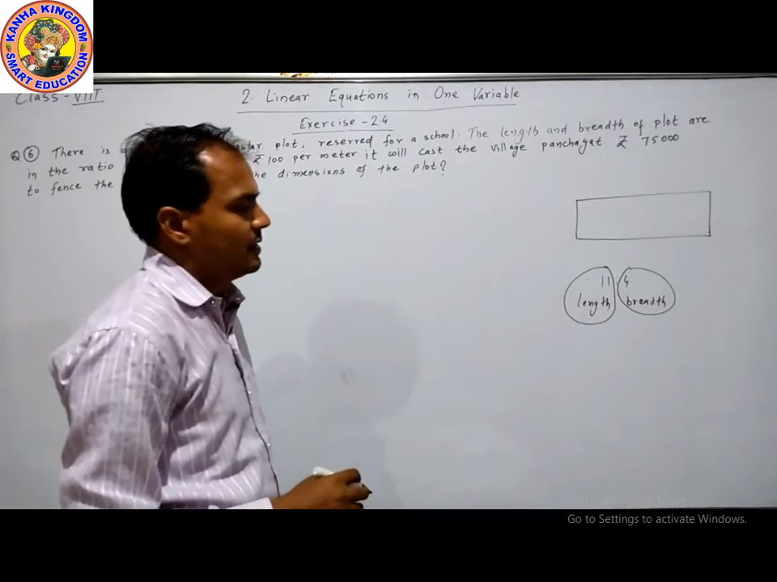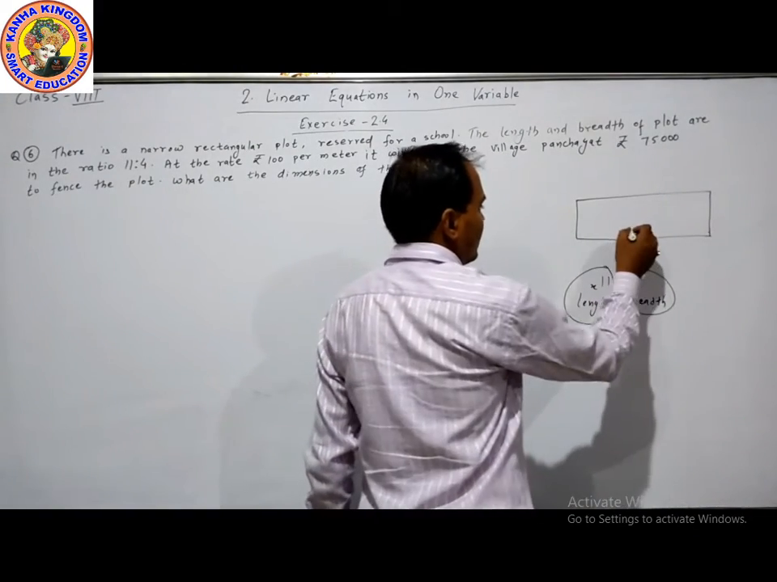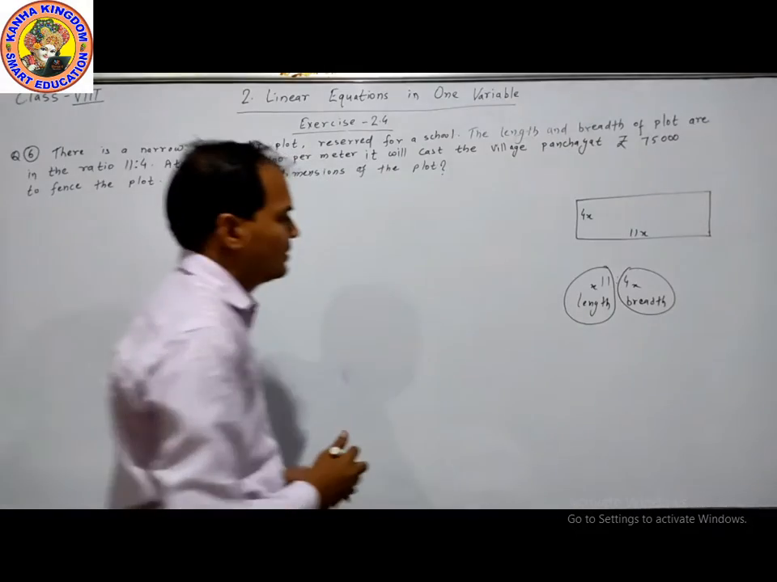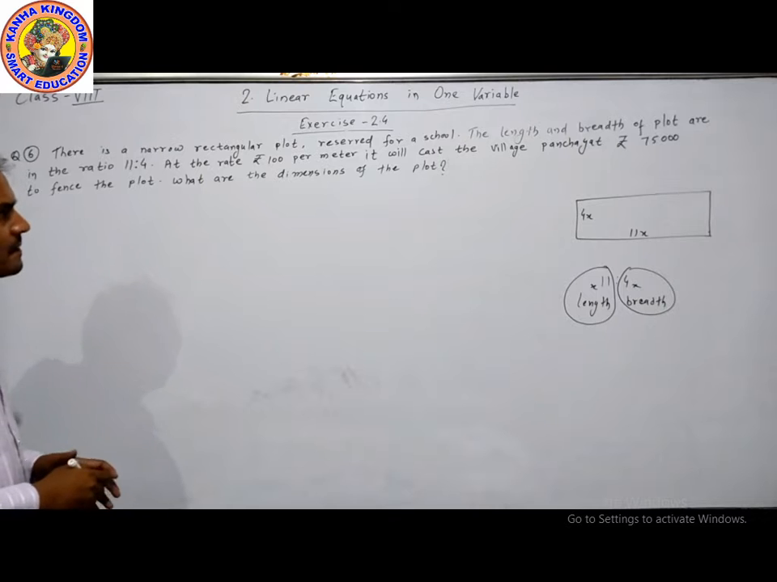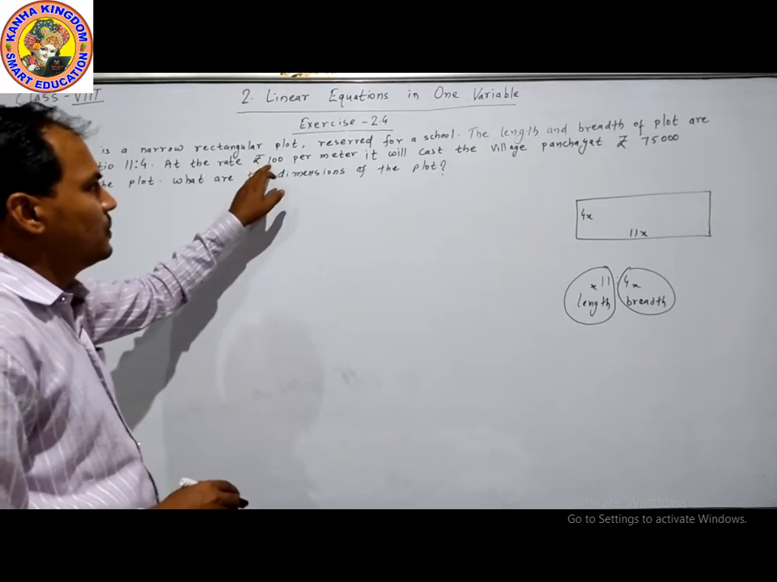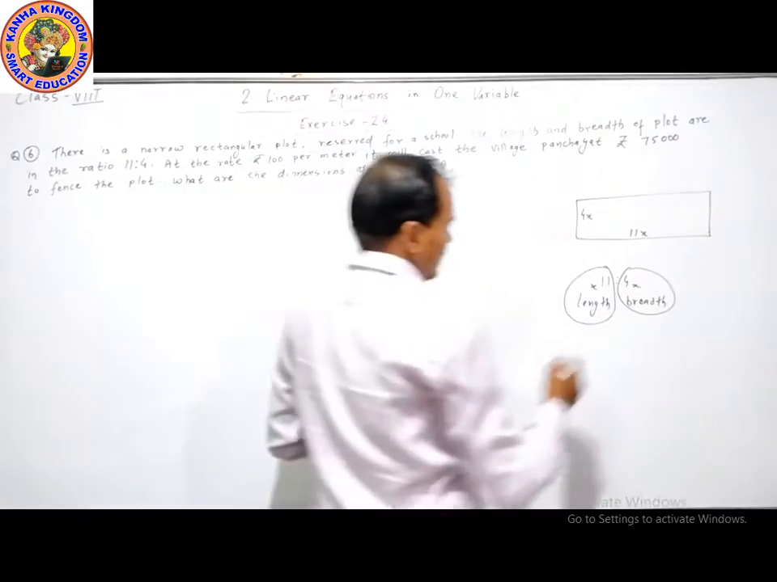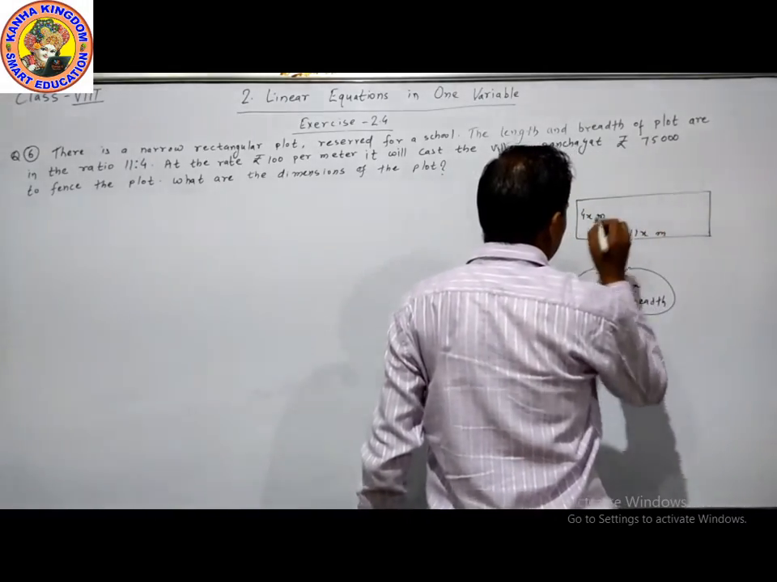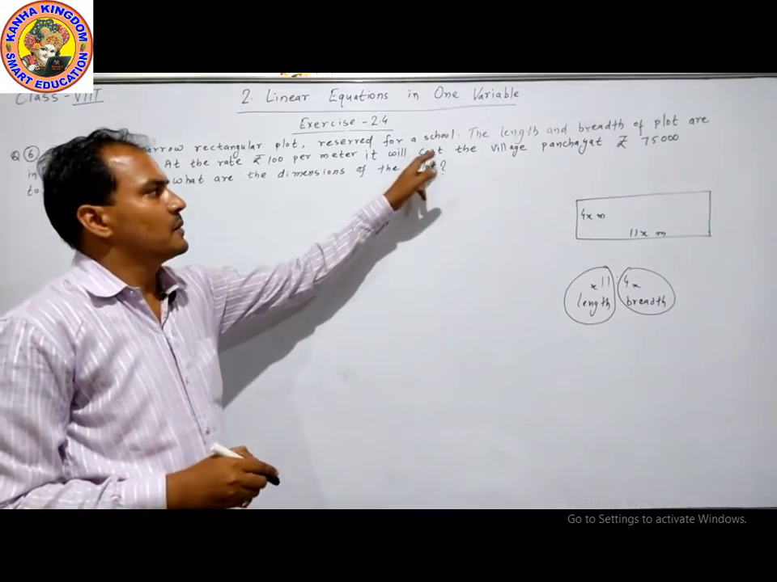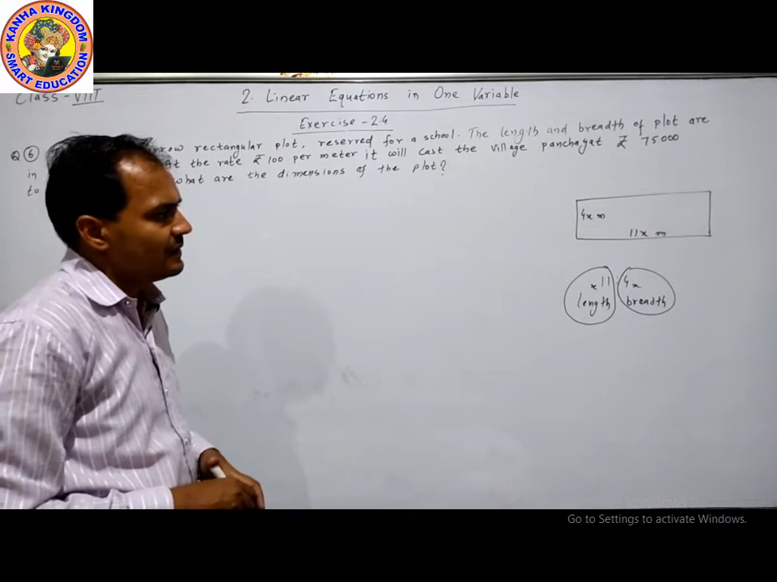When we are attempting a ratio question, we put x: 11x and 4x. Length is 11x, width is 4x. At the rate of rupees 100 per meter, with length and width in meters, it will cost the village panchayat rupees 75,000.